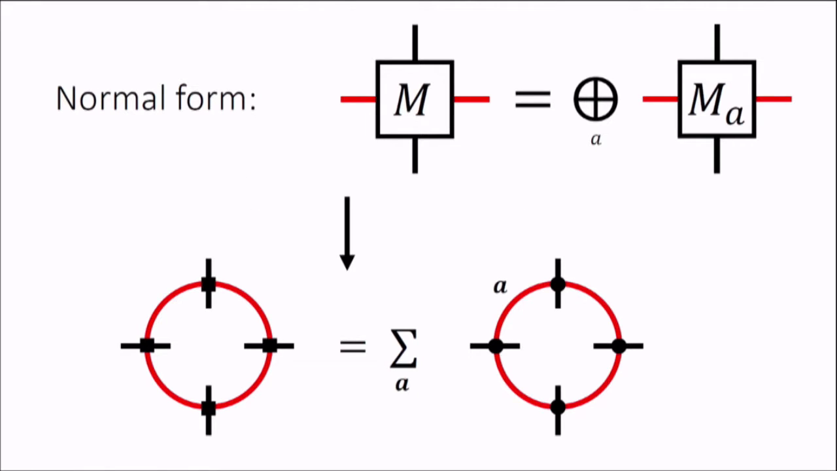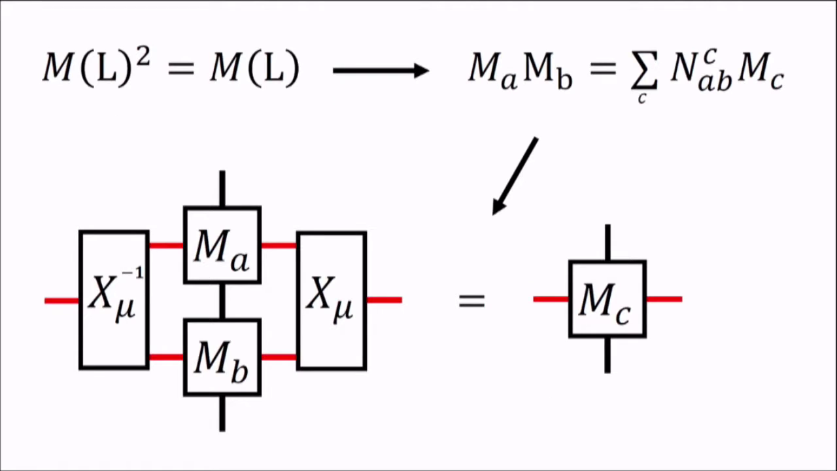So the first thing to note is because we're always considering these projectors to have periodic boundary conditions, we can use this normal form. This breaks up this projector into some sum of blocks. And these blocks are the building blocks of this big thing. So if you now think about what the fact that this is a projector means, it means for these individual blocks that they form an algebra.